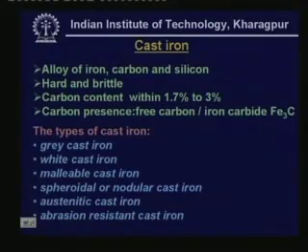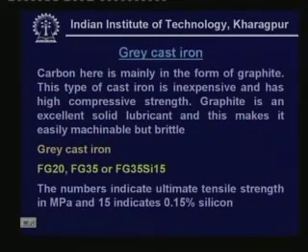Now we look at them one after another. What is grey cast iron? In grey cast iron, the carbon is mainly in the form of graphite. You know the allotropic form of carbon, that is graphite. This type of cast iron is inexpensive and has high compressive strength. So that means sometimes the machine beds etc.